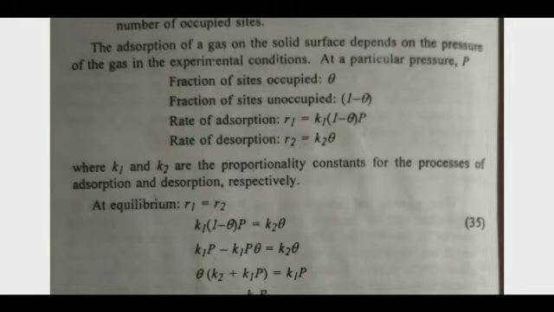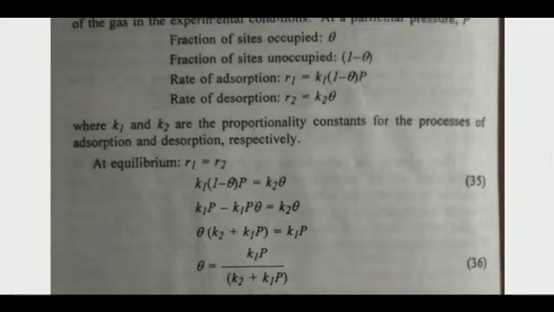When K1 is multiplied with P, K1P minus K1Pθ is equal to K2θ. So, commonly removing the θ: θ into K2 plus K1P is equal to K1P. So, from the above equation, θ is written as θ is equal to K1P by K2 plus K1 into P.